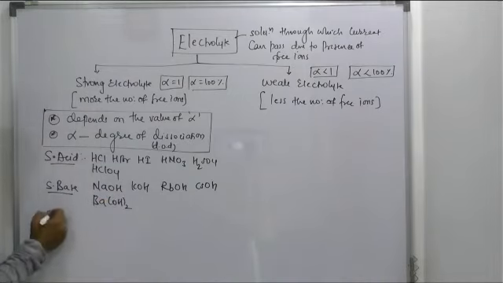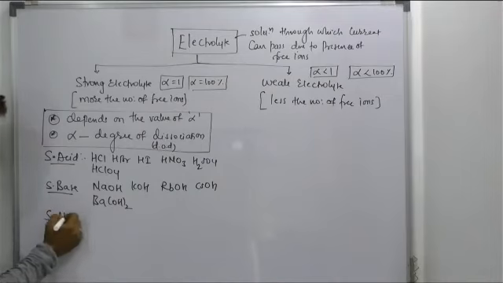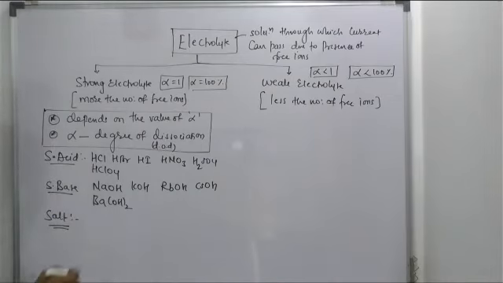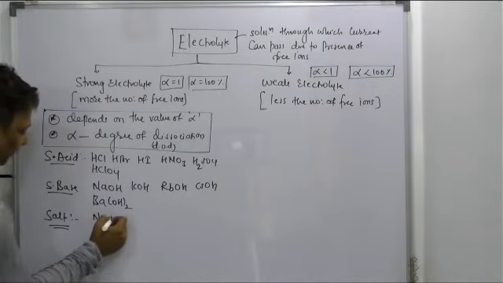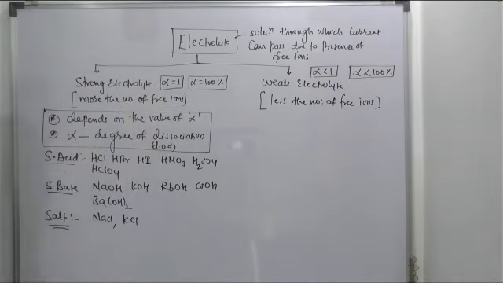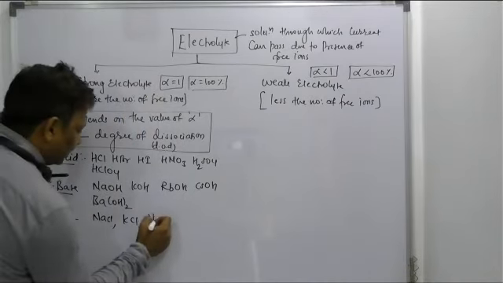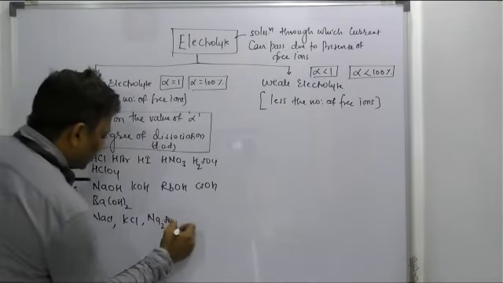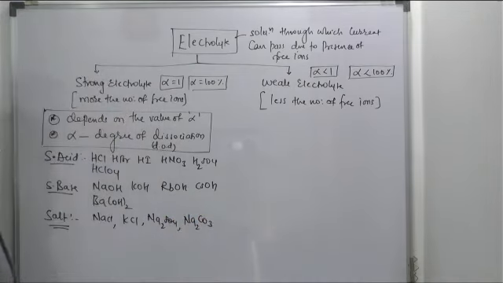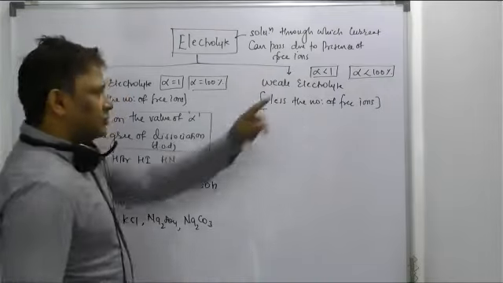Another one is salt. Beta, you know, all salts will behave as strong electrolytes. What are the salts? We know NaCl, alpha value 1; KCl, alpha value 1, degree of dissociation 100%. Sodium sulfate, yes sir, alpha value 1. Sodium carbonate, yes sir, alpha value 1. For a weak electrolyte, alpha should be less than 1.